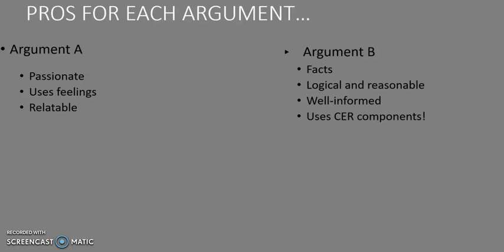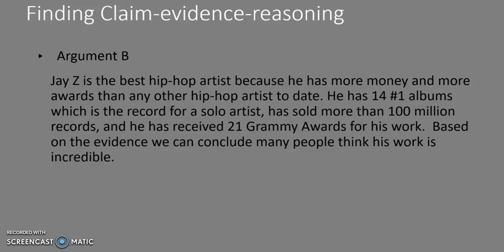Both good arguments. Let's look at the pros. In argument A, it's really passionate, there's feelings, it's really relatable. We're using words like lit, so there's a relatable component to things. It's very conversational. Whereas argument B is really citing some facts. We're pulling out information. It's very logical, very reasonable, well-informed. Whoever's putting this together has actually looked up these numbers. And the thing that's neat about it is, it's actually written with CER components in mind.